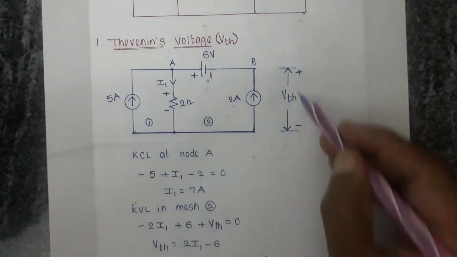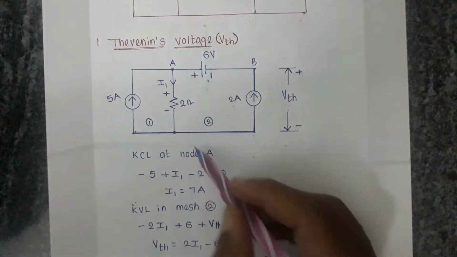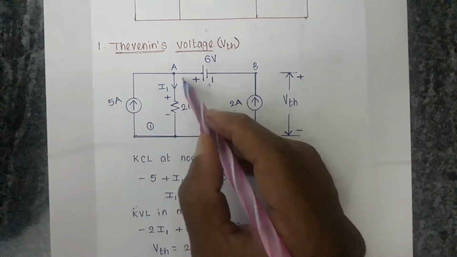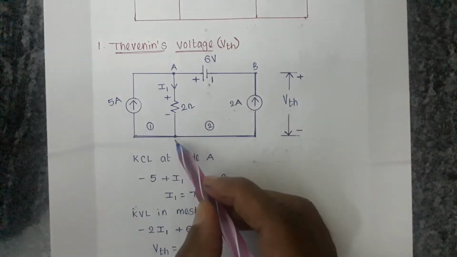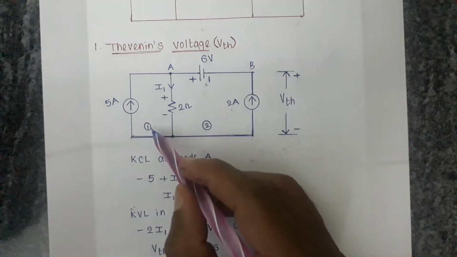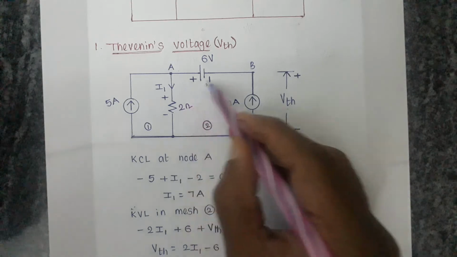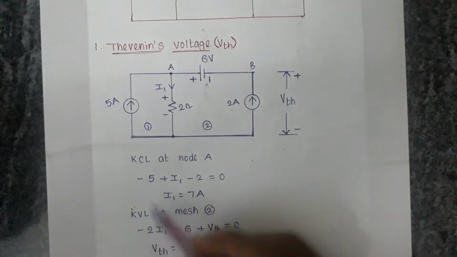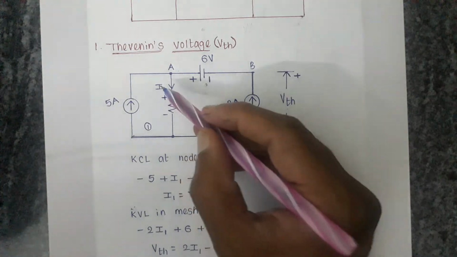Now we want VTH, not I1. So now applying KVL for this loop, we can find VTH. So KVL in mesh 2. This is mesh 1 and this is mesh 2. I am applying KVL for this mesh. So minus 2 into I1 is the voltage value.